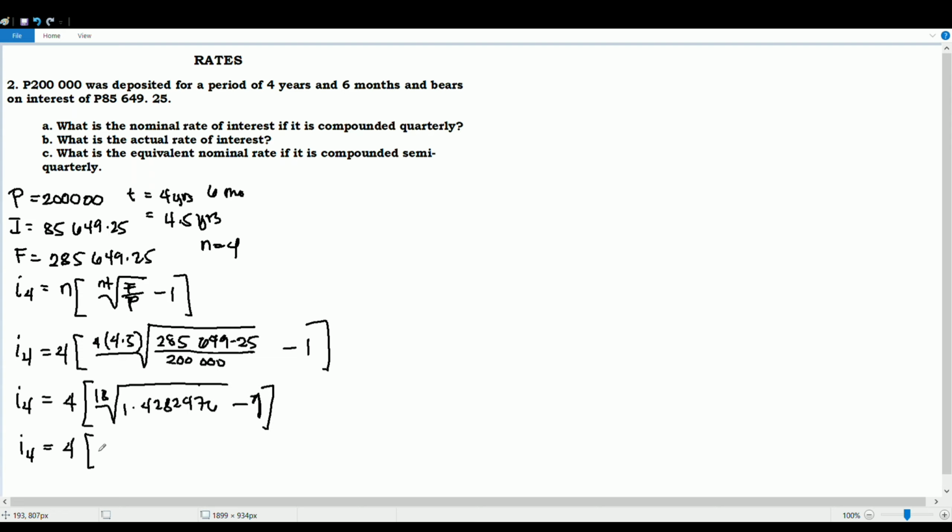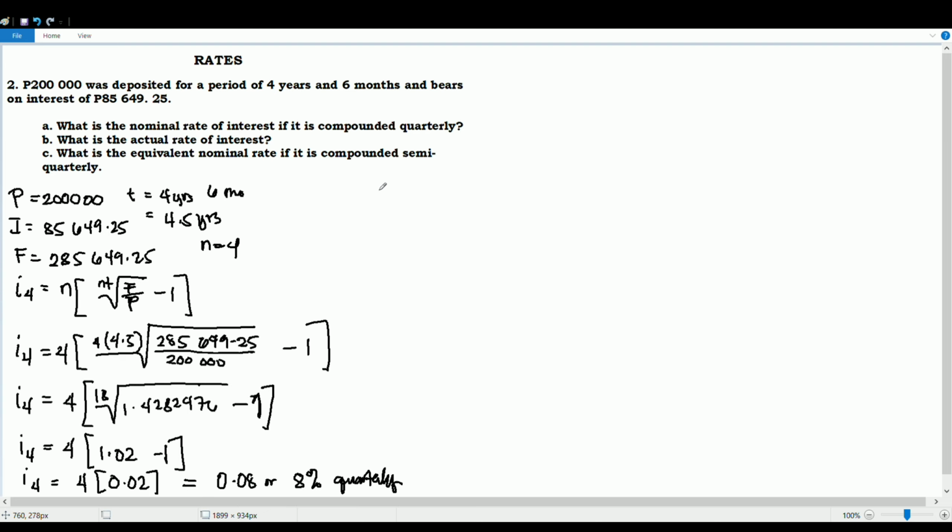The 18th root of the radicand is 1.02, to be subtracted by 1. And then we have I subscript 4 is equal to 4 times 0.02. Therefore, our nominal rate, quarterly, is 0.08 or 8% compounded quarterly.